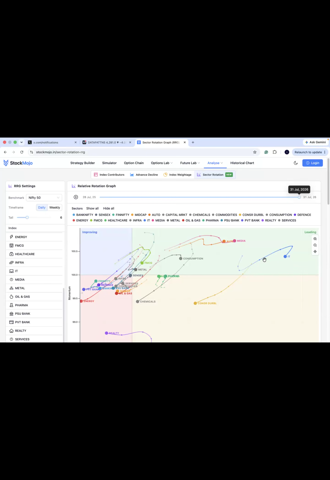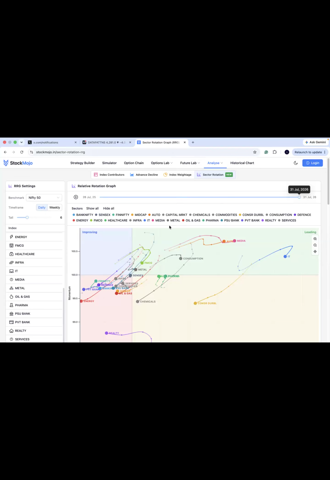So the important analytical condition comes when the momentum goes below 100 and the relative performance also goes below 100. So these are the particular things that you have to keep a watch on. I hope I cleared your doubt.